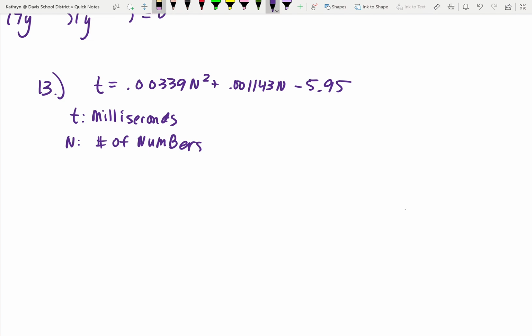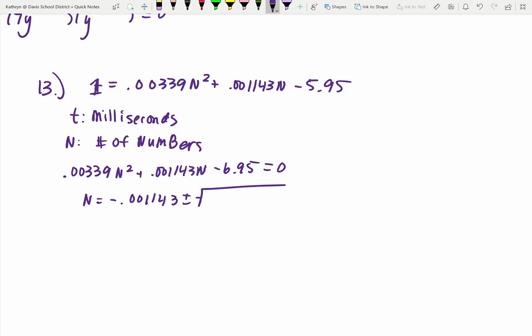So all we're going to do is come right here and let time be a 1 right there. Okay, I'm going to pull my 1 over. So I have 0.00339 n squared plus 0.001143 n. Pull the 1 over, it becomes a negative, and you have -6.95. Don't forget your equals 0. I'm going to do quadratic formula. So I get n equals -0.001143 plus or minus the square root of.